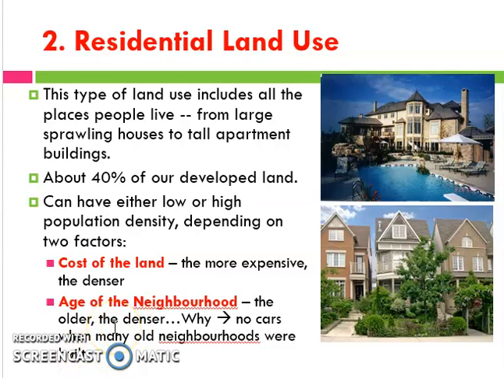So I want you to pause now and again, just choose a few of these key points to write into your graphic organizer. 40% of the land use. It includes basically places people live, and there's high and low density, and those factors depend on cost and age of neighborhood. Pause now and do that.